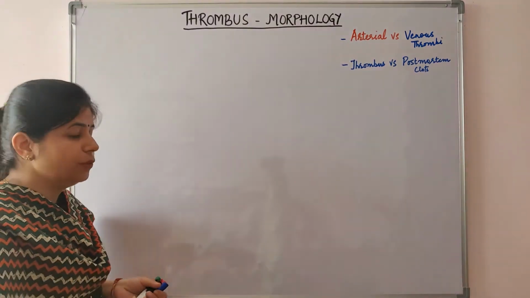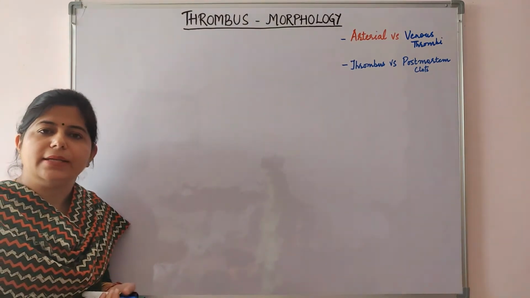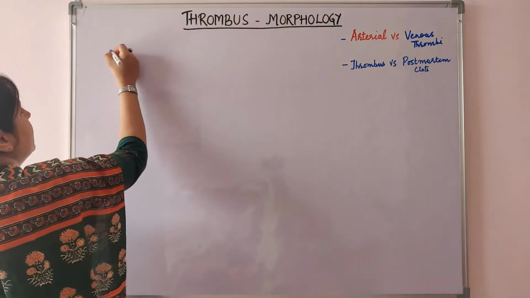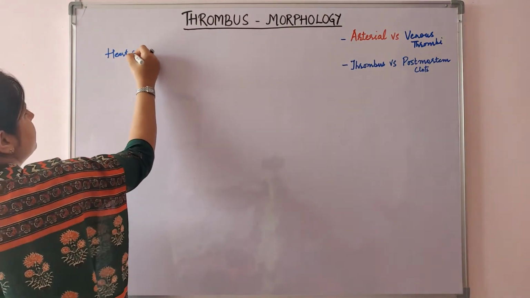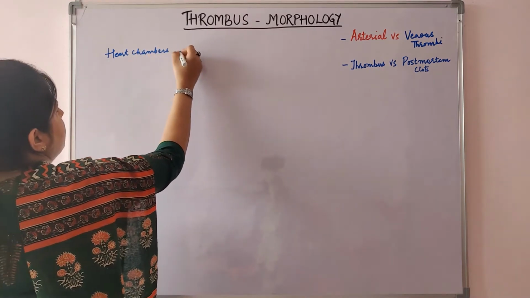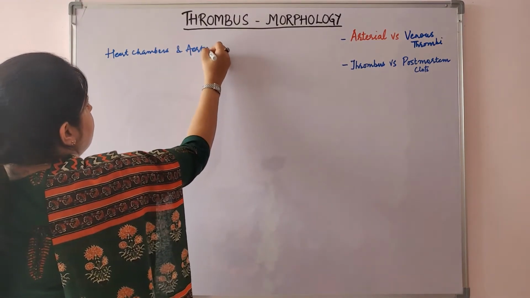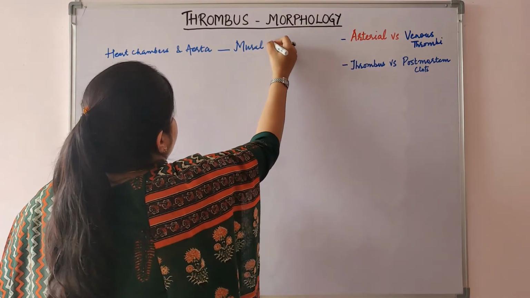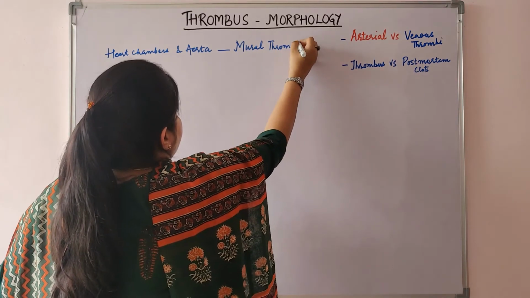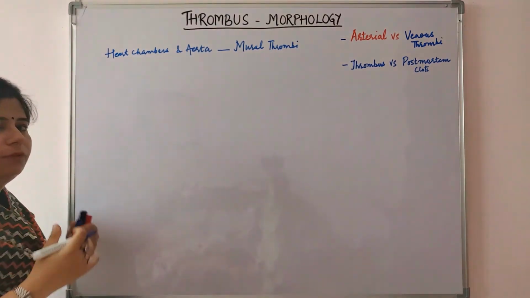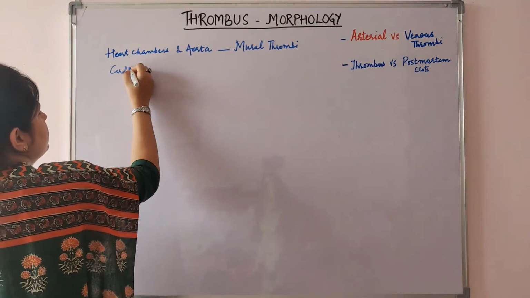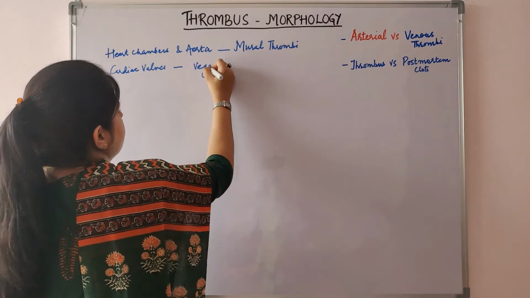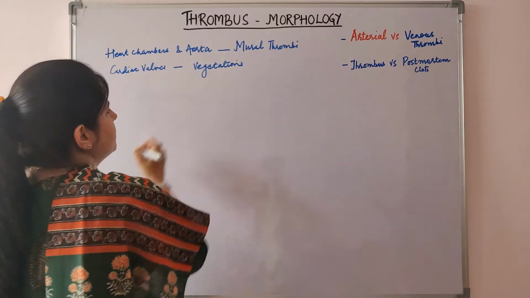So we know the arterial and the mural thrombi. What are mural thrombi? The thrombus that is formed in the heart chambers and aorta, these are mural thrombi. And thrombus which involves the cardiac valves, these are called vegetations.